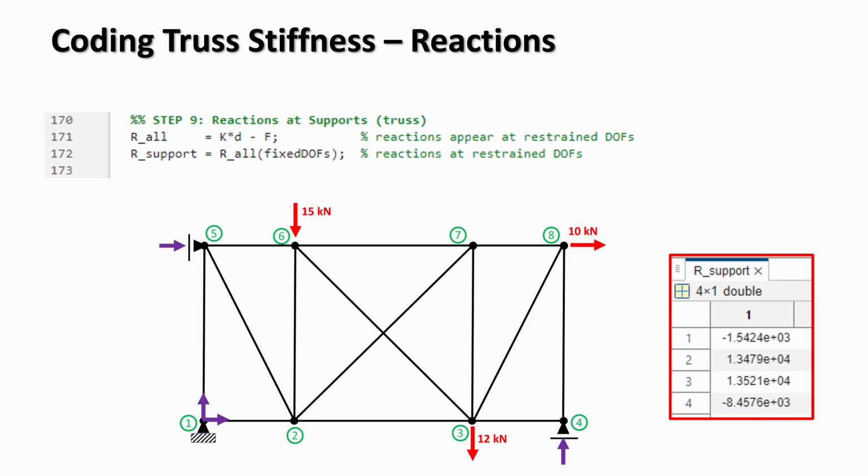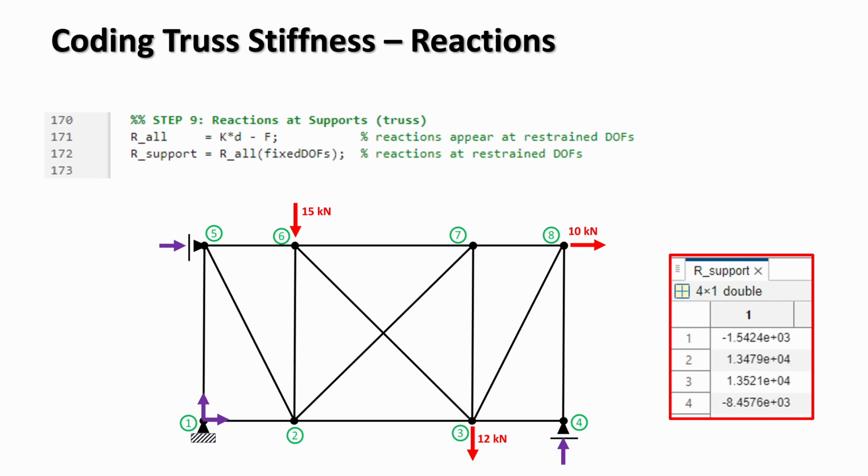With the full displacement vector now known, we can compute the support reactions. These are the forces required at the restrained degrees of freedom to enforce the boundary conditions. Essentially, the forces the supports must provide to keep those degrees of freedom fixed. The calculation comes directly from the global equilibrium equation, R equals Kd minus F. This gives the reaction force at every degree of freedom in the structure.